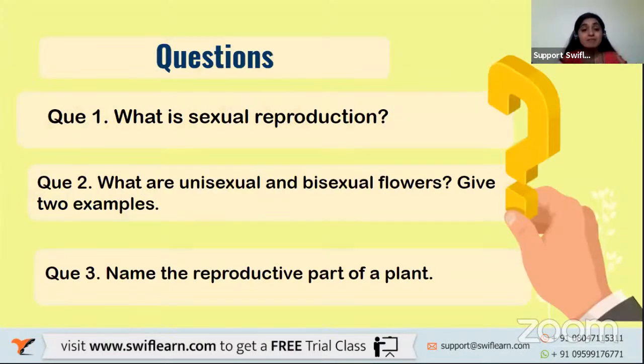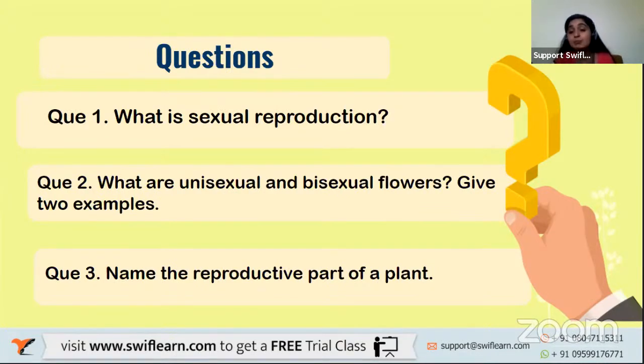Okay, grade 7 students, we have a few questions. There are some questions listed here. I will suggest you note them down before we end the session. Note the questions down, and later you can answer them to revise whatever we have done during today's session. So firstly, what is sexual reproduction? Where both male and female parts work together to form a new similar kind of product, like a fruit or a flower. That is sexual reproduction.